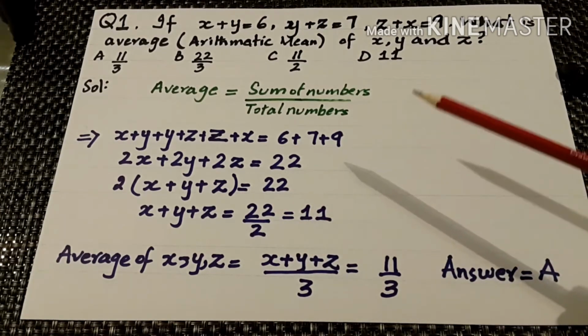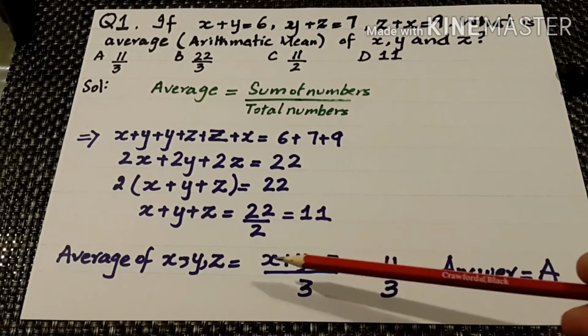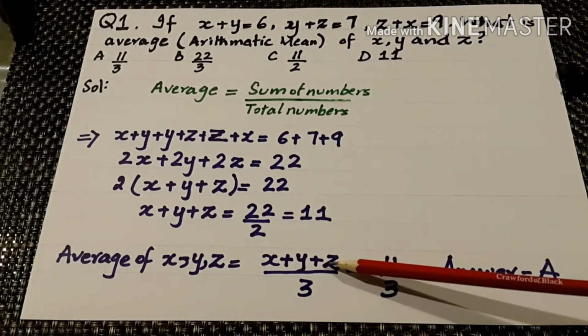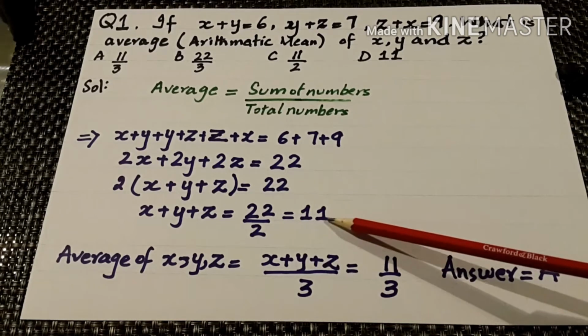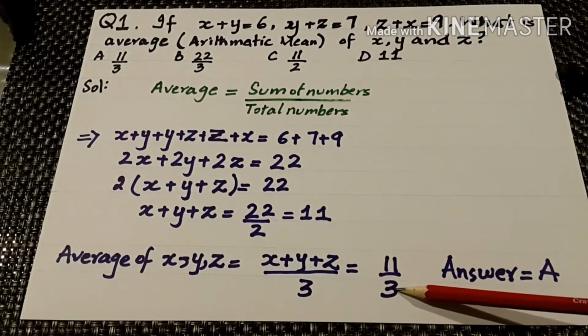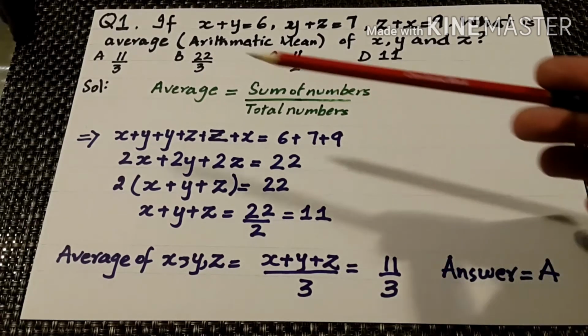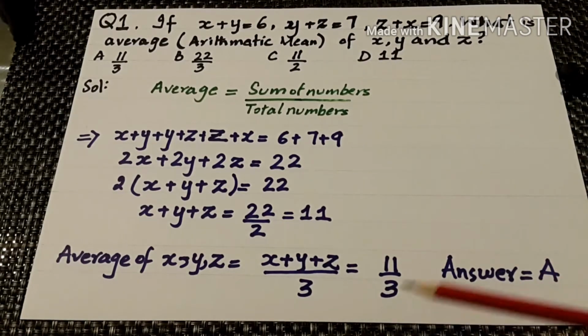Now we have to take the average of x, y and z. So average is we add x, y and z divided by the total number. Now we have calculated the value of x plus y plus z, that is 11. We write 11 and divide by 3. So we get the answer 11 by 3. The option A is the right answer for it.